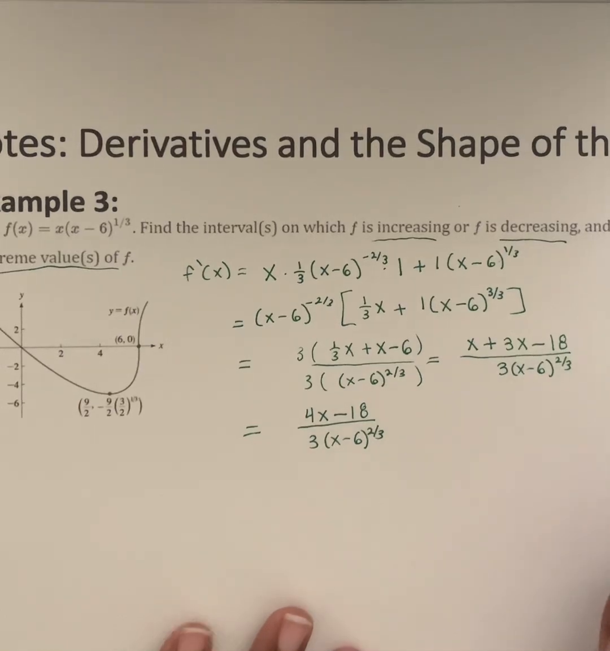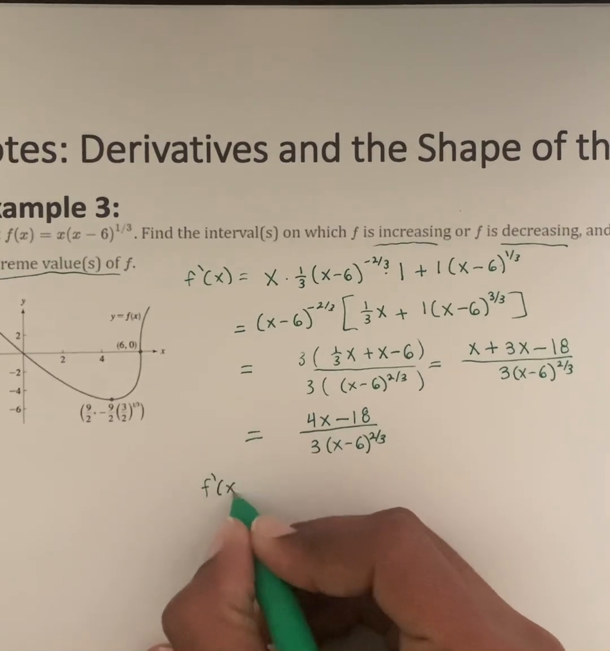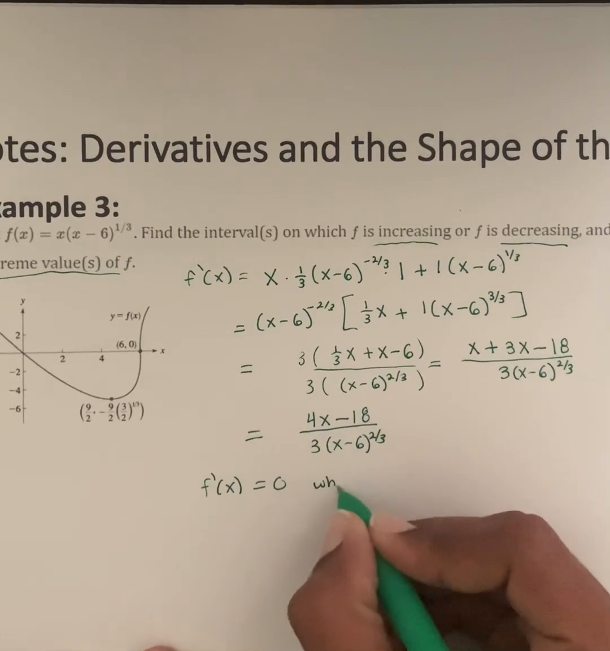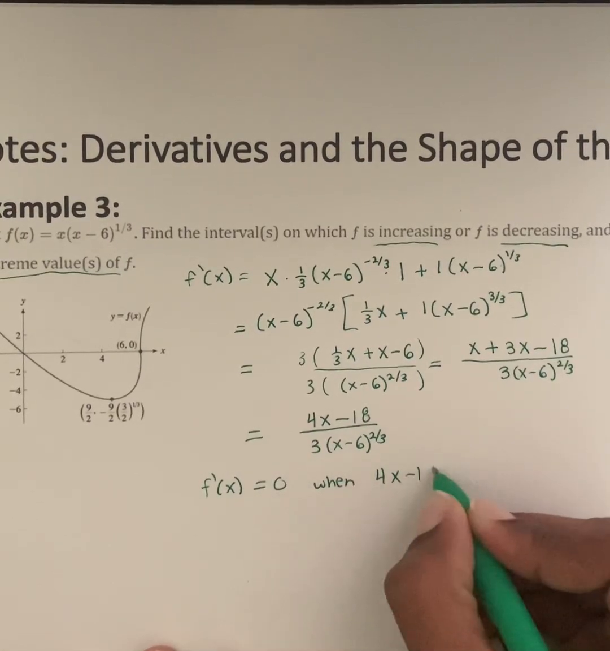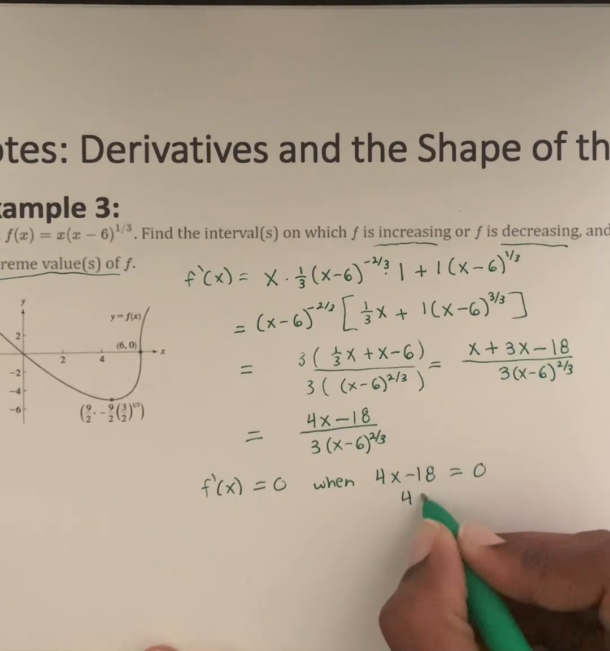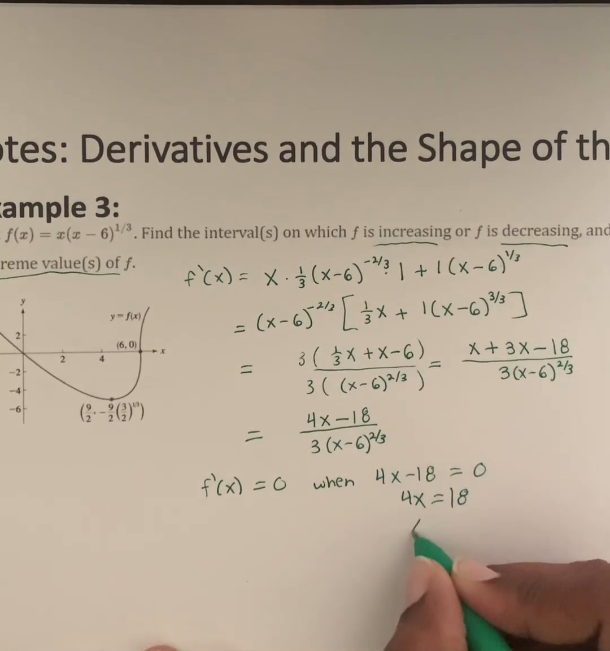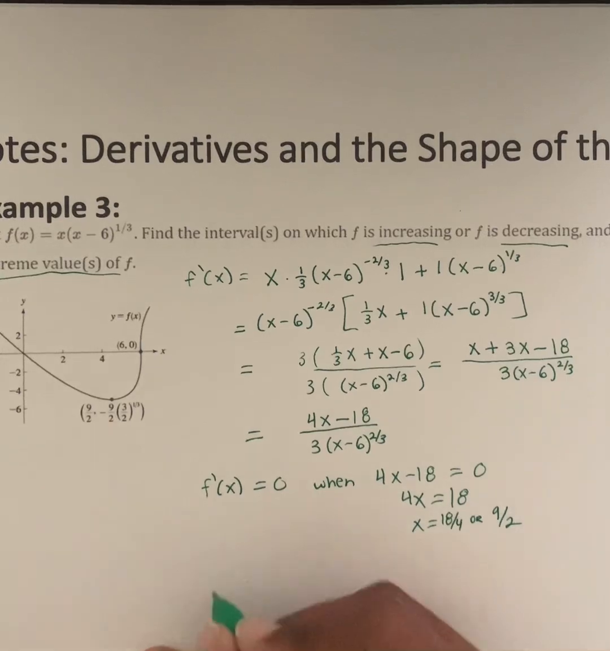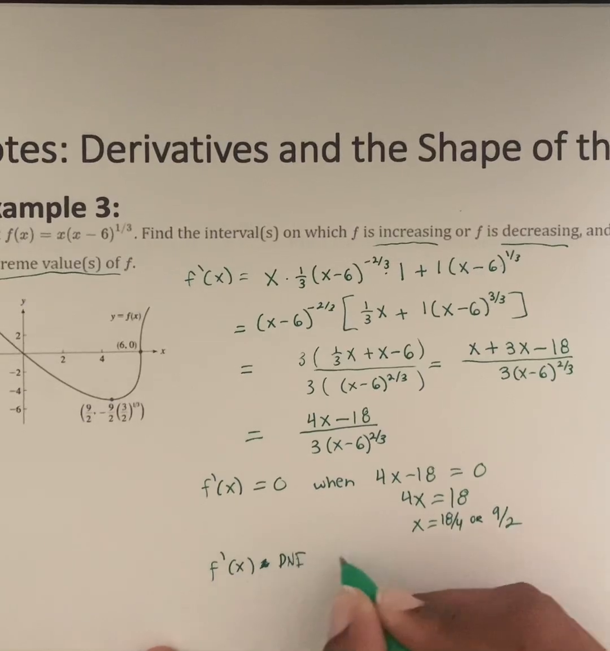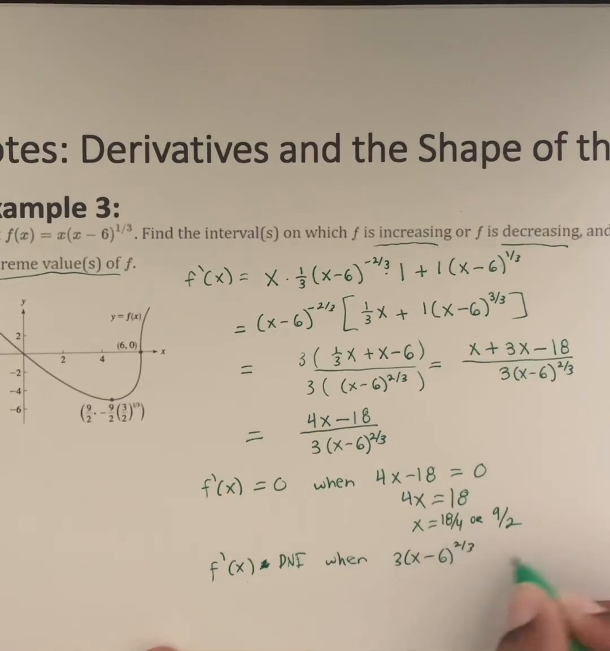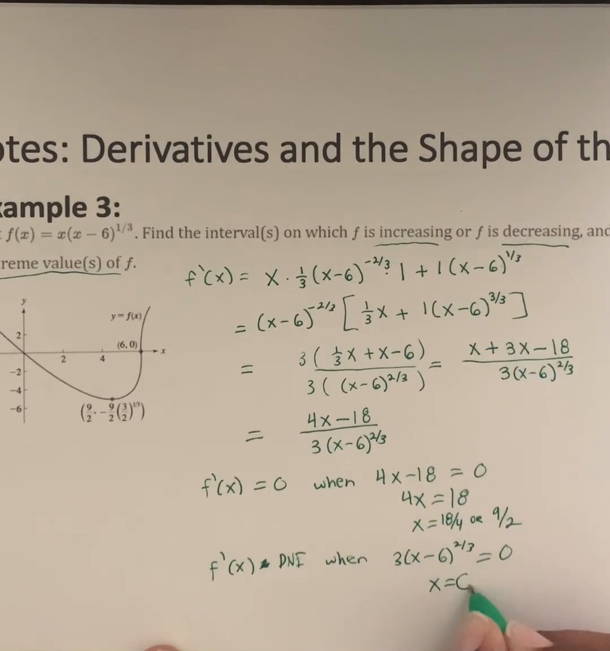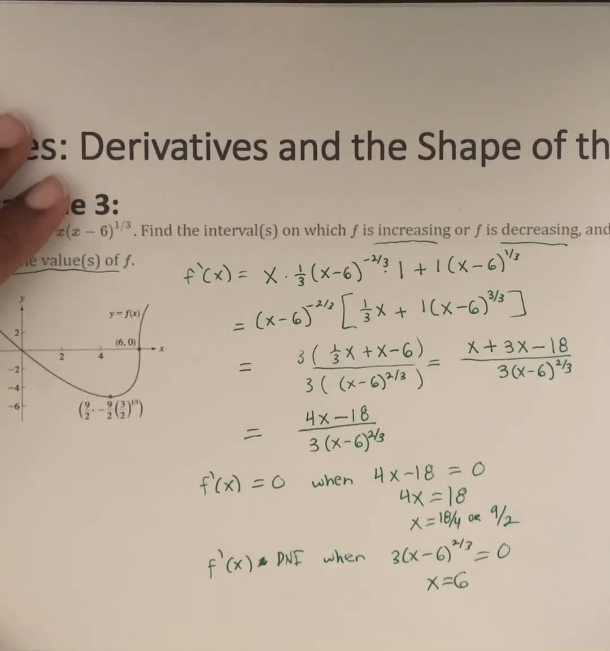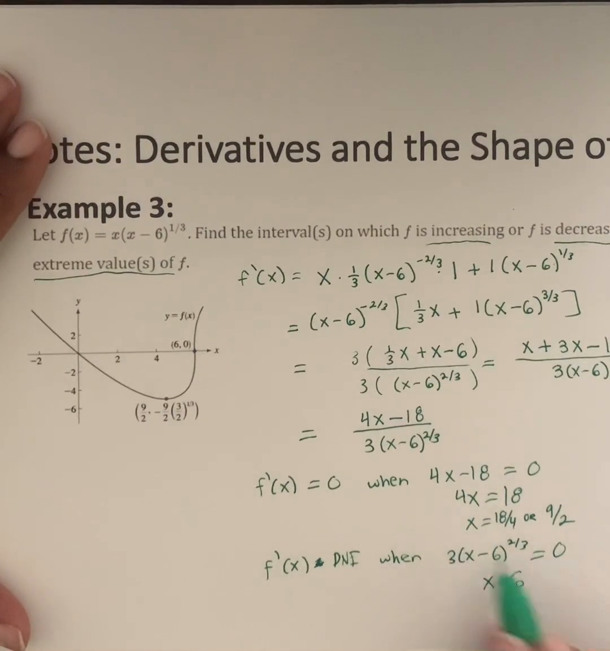Now, we will find our critical points. So we know f prime of x is equal to 0 when the numerator is equal to 0. That is, when 4x is equal to 18, or when x is equal to 18/4 or 9/2. We know that f prime of x is undefined when the denominator is 0, and we can see very easily that that is when x is 6. So we will perform our sign test around these critical points.